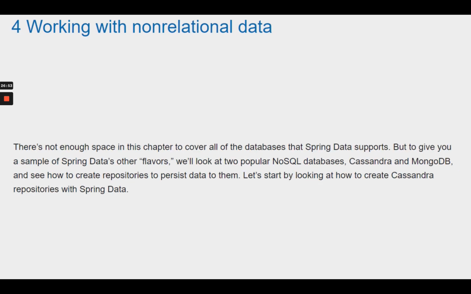There's not enough space in this chapter to cover all of the databases that Spring Data supports, but to give you a sample of Spring Data's other flavors, we'll look at two popular NoSQL databases, Cassandra and MongoDB, and see how to create repositories to persist data to them. Let's start by looking at how to create Cassandra repositories with Spring Data.